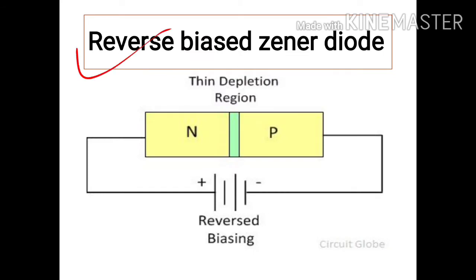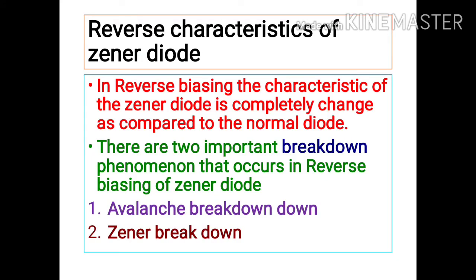So this is the circuitry, how the Zener diode is connected. You can see the N type is connected to the positive terminal, it means reverse, and the P type is connected to the negative terminal. Now we will see the reverse characteristic of the Zener diode.